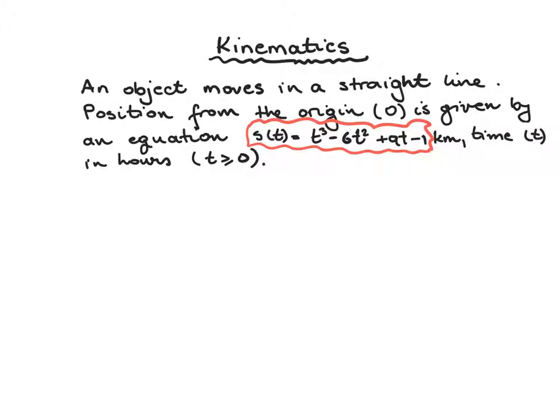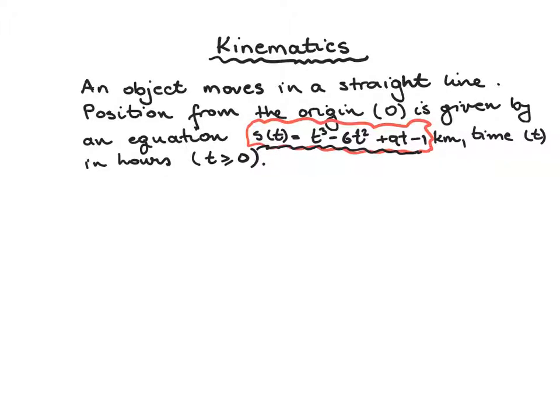So you have already seen a little bit of this in class the other day, and I promise that I'm gonna make a video so that you can watch it again and again if you do want to. The example I'm gonna go through is about an object that moves in a straight line, and the position of this object from the origin is given by this equation here, the one in red. The displacement function is in kilometers, time is in hours, and time is bigger or equal to 0.